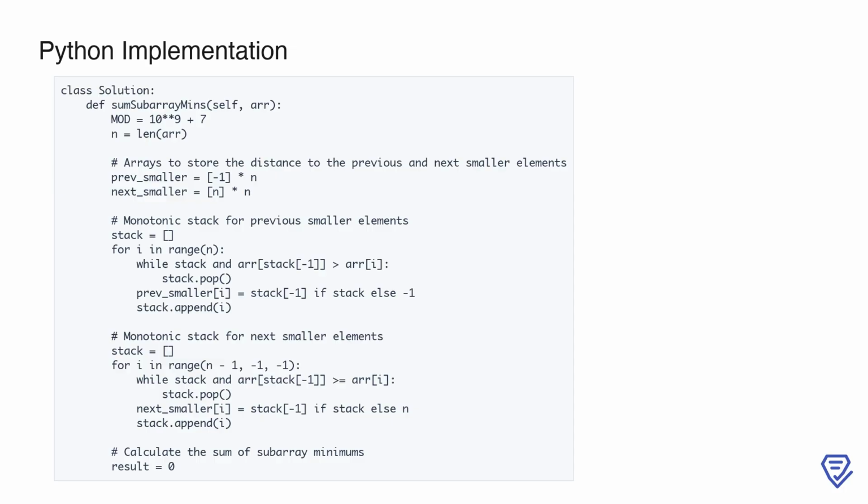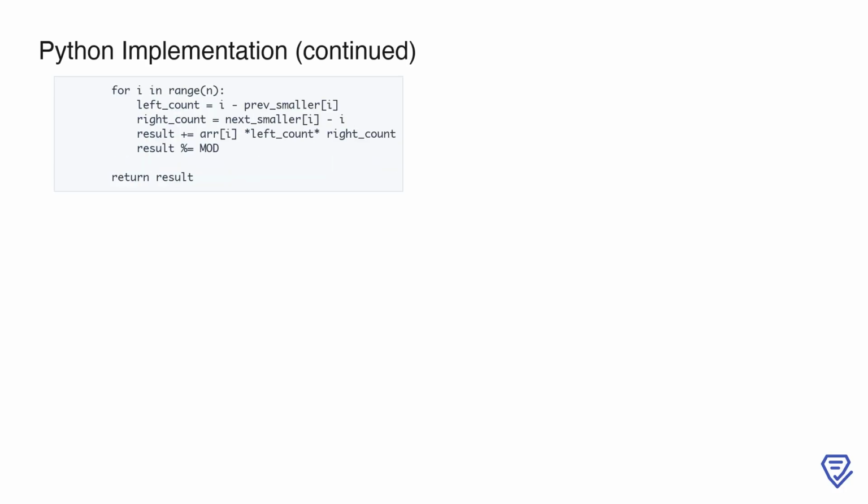Similarly, we use another monotonic stack to compute the next_smaller array, this time iterating from the end of the array toward the beginning. This ensures we find the first smaller element to the right of each index. The logic is similar: we pop elements from the stack while the value at the top of the stack is greater than or equal to the current element. Once this is done, the arrays prev_smaller and next_smaller contain the indices of the nearest smaller elements on both sides for all indices. Now that we have the prev_smaller and next_smaller arrays, we can calculate the sum of subarray minimums.